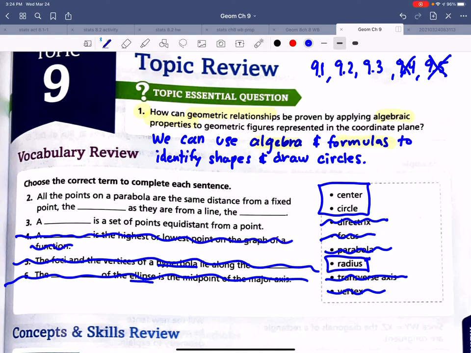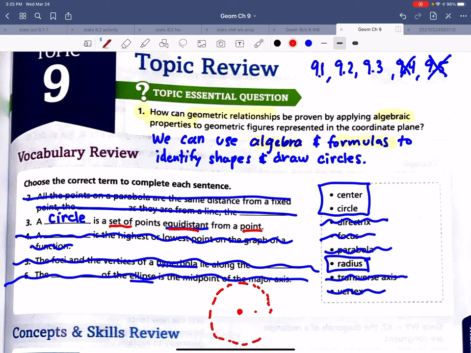Oh, wow. Okay, so the only one we can really answer here is 3. A blank is a set of points equidistant from another point. That's our definition of a circle. Because let's think about this. A circle is a set of points that are equidistant from another point. So that's a distance of maybe 2 units, and that's a distance of 2 units. All those are distances of 2 units. So a circle is a set of points that are equidistant, or the same, from that point.